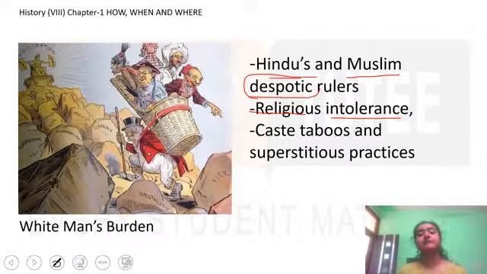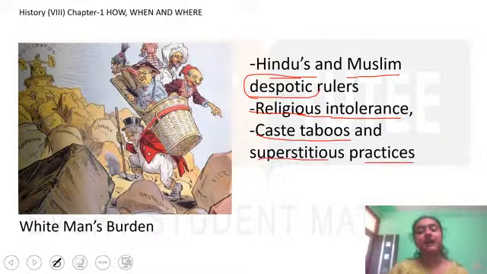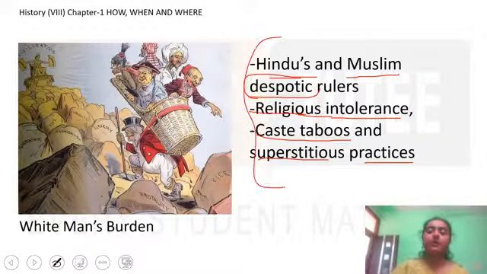religious intolerance means people did not like to accept each other's religion, meaning promoting their own religion over the other religion. So such things were prevalent during Hindu period and Muslim period. There were caste taboos and there were superstitious practices. So such arguments were given by James Mill.